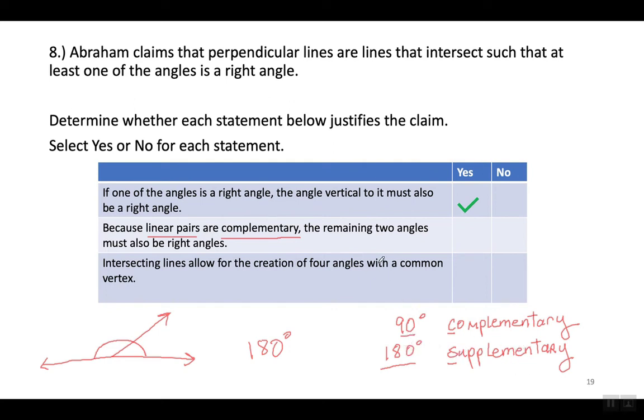Now with that in mind, let's look at this answer again. Because linear pairs are complementary, let's stop right there. Linear pairs are not complementary, they're supplementary. They always add up to 180 degrees. So right off the bat, that statement is wrong. Linear pairs are not complementary, they're supplementary. So right there, this answer is already wrong. No, that answer doesn't make sense.